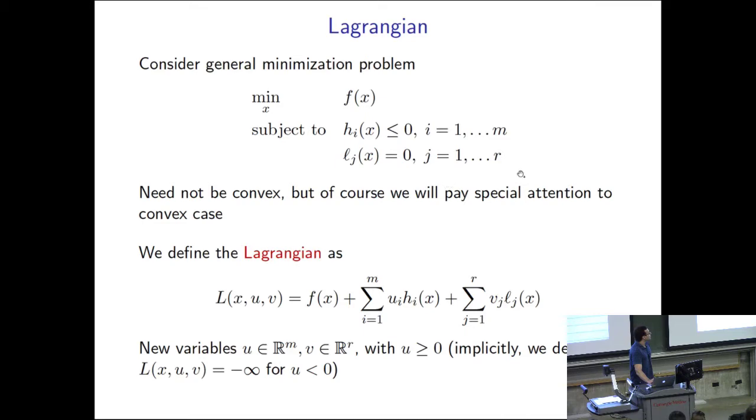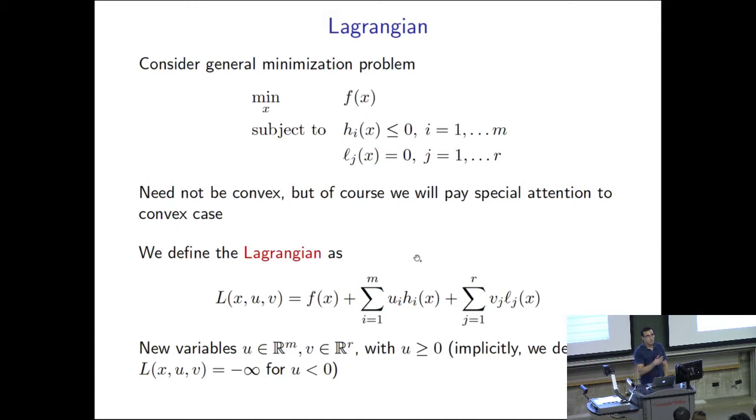So let's consider a general optimization problem. And it's going to take this form. Minimize f of x subject to hi of x is less than or equal to 0, and lj of x is equal to 0. And we're not going to, at this point, place any constraints on f, hi, and lj. Okay, we're just going to think of these as functions. This is a generic optimization problem, as general as you could make it. Of course, we'll pay special attention to the convex case where f is convex, these hi's are convex, and each of these lj's is an affine function.